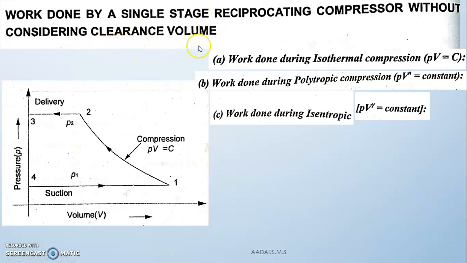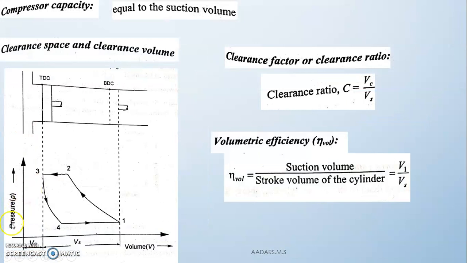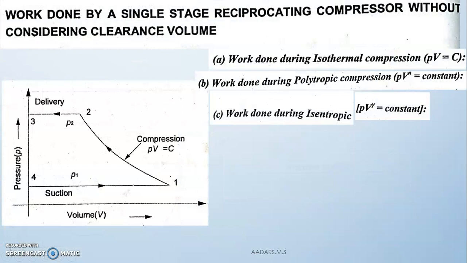If we are dealing with the clearance volume, the reciprocating compressor will have expansion and compression. And if we are dealing without clearance volume, there is no air between the piston and the cylinder cover. So there won't be any expansion stroke in the indicator diagram. Okay, if you are dealing with the clearance volume, we have an expansion stroke, and if you are dealing without clearance volume, we don't have any expansion stroke.